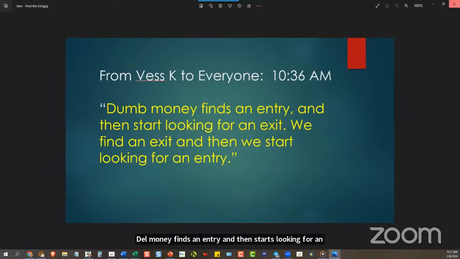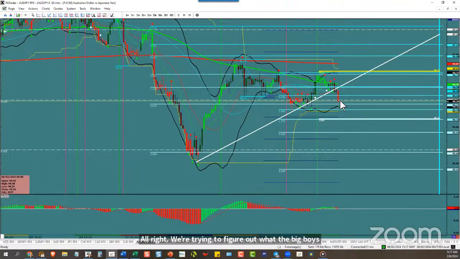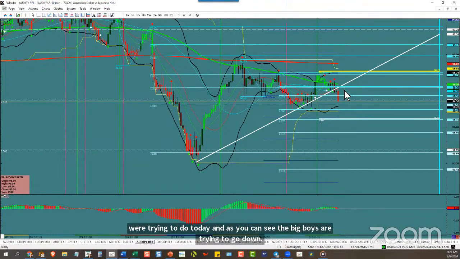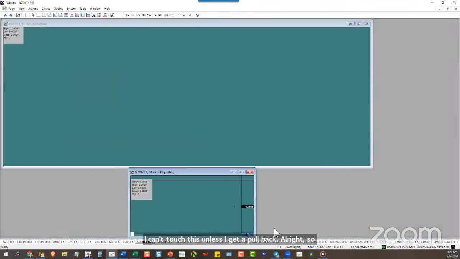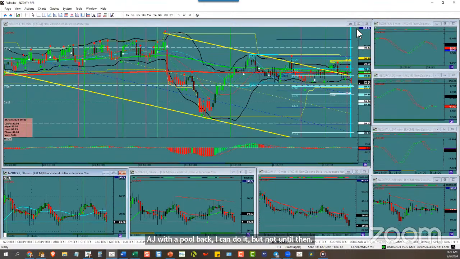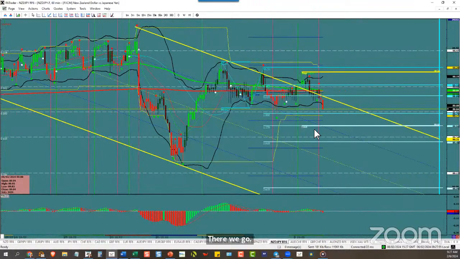All right. Now, we're trying to figure out what the big boys are trying to do today. And as you can see, the big boys are trying to go down. I can't touch this unless I get a pullback. So AJ with a pullback, I can do it, but not until then. NJ, you're going to go with the yen's growing. There we go. Do we have 55 pips left? We do not. So we don't have 55 pips left on NJ.